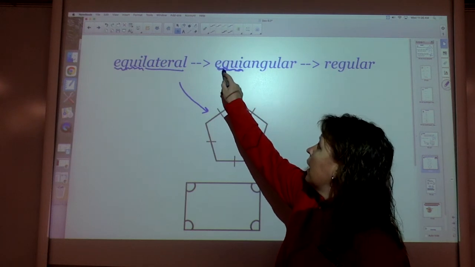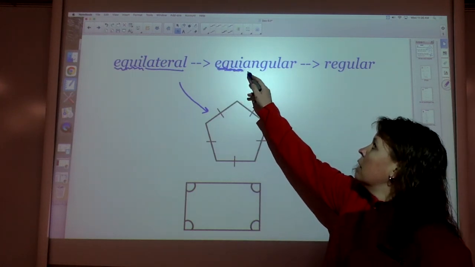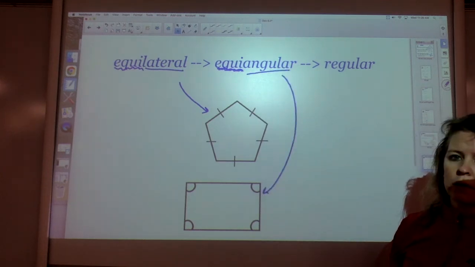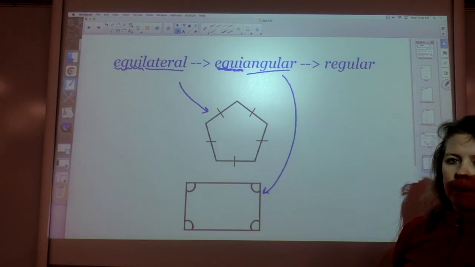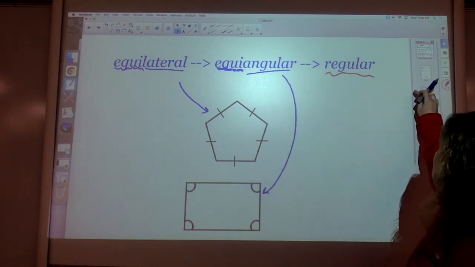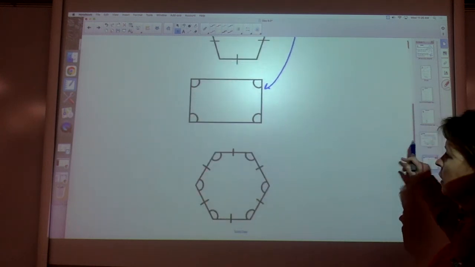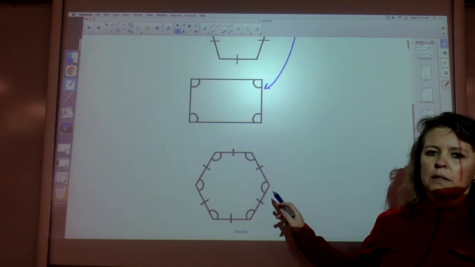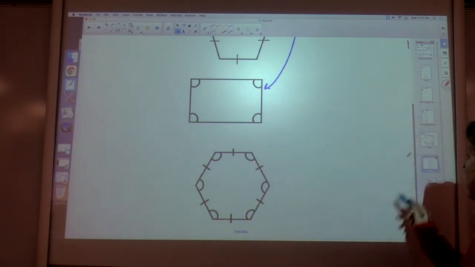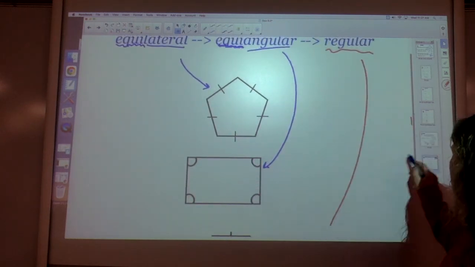Notice there's no L in that. It's not called equiangular. Angular means all the angles are congruent, but not the sides. If it's called a regular polygon, it has both. All the sides are congruent and all the angles are congruent. Has to have both. So that one is considered a regular polygon.